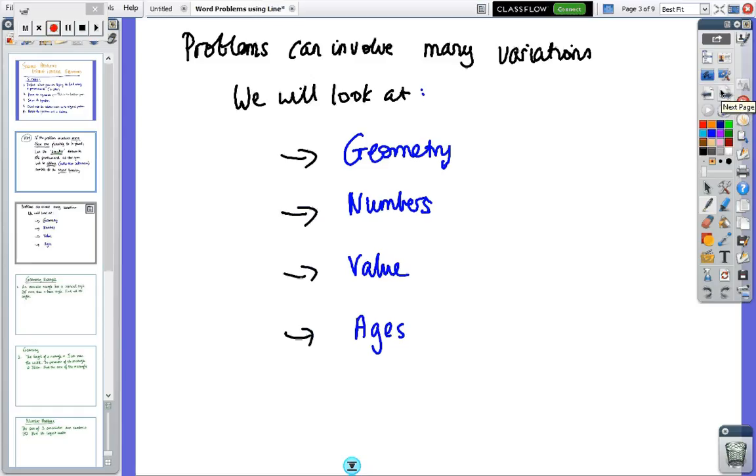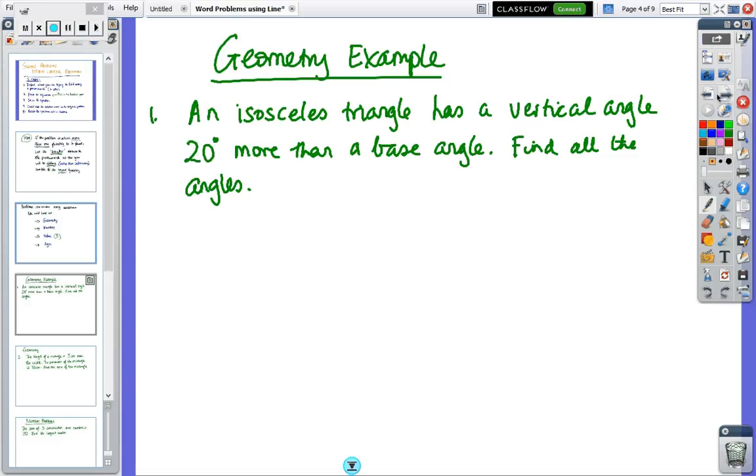What we've got is I've just broken up into different topics, and this isn't comprehensive, but this is what you could have. You've got geometry, you've got numbers, you've got value, and when I'm talking about value, I'm talking about questions involving money, and then you've got ages of people. Okay, so copy those down, and when you're ready, come across. What we're going to do is we'll do examples on all of them. Just for the geometry one, I'm going to give you a couple of examples, but for the other ones, I'll just give you one example.